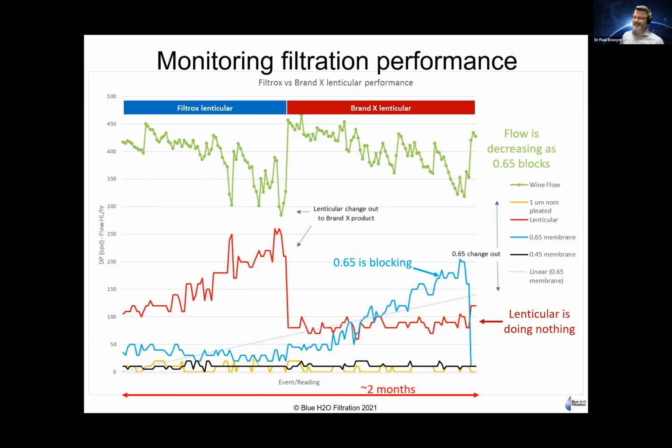So the fact that the lenticular wasn't doing its job properly meant that the load was transferred to the next filter in sequence, which here is the 0.65, the light blue trace. And you can see the pressure across that elevated across the next month or so and forced a change out. And the cost of doing that is significant. In this case, you're talking about a 30 round or 28 round housing, I think it was. So not spotting that problem was a significant cost to that facility, put it that way. So that explains to you why it's worthwhile keeping an eye on differential pressures across filters.